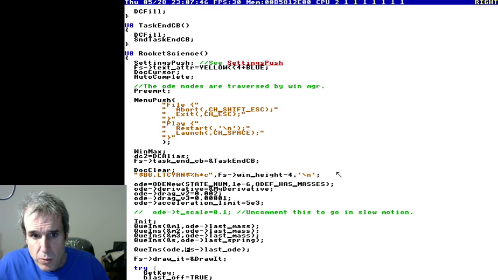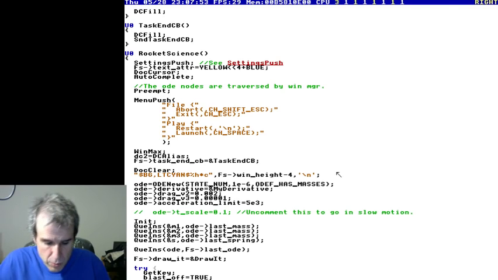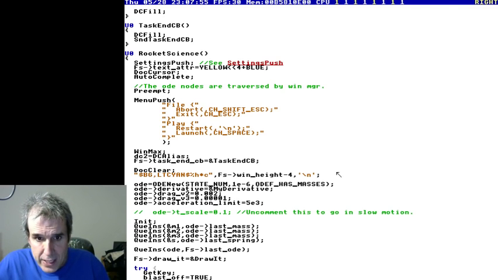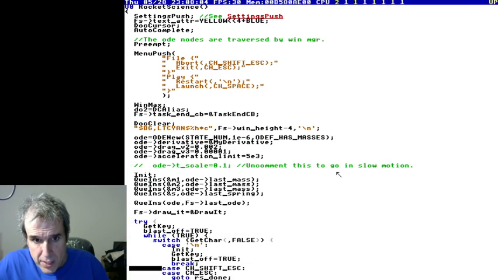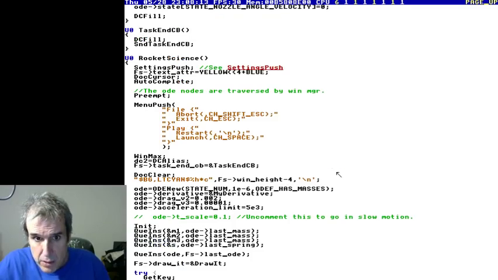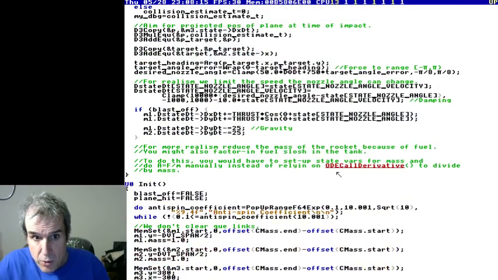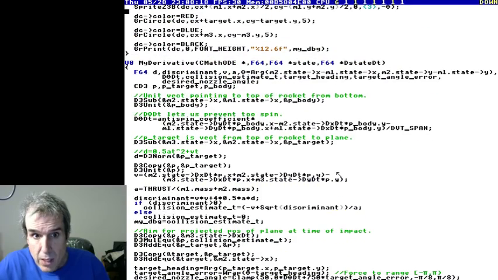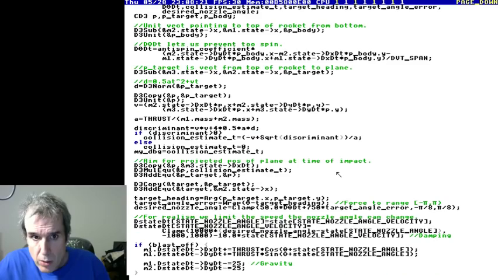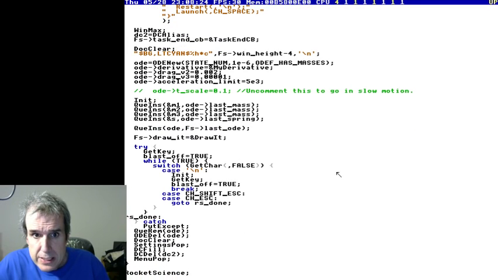FS is your task register. That's the current task. So once you insert this into the queue, the window manager will find it and update it real time. It's nice to keep the time passing in the ODE the same speed as real time. You can actually set it to go faster or slower, I'm pretty sure. Anyway, the main thing you have to supply is a derivative callback. So here's the derivative callback. We set the derivative right here. This is where we set the callback.